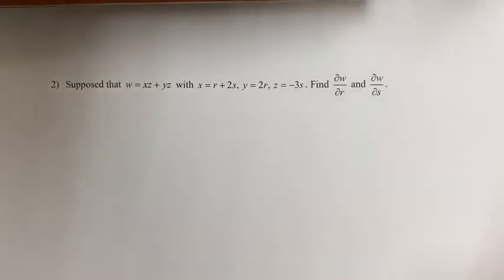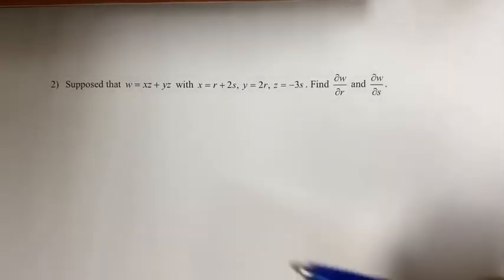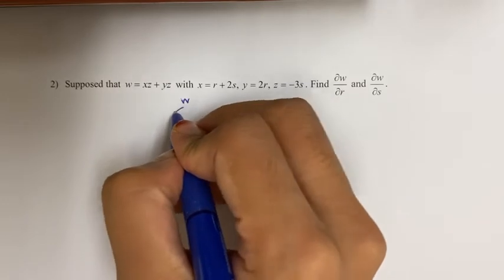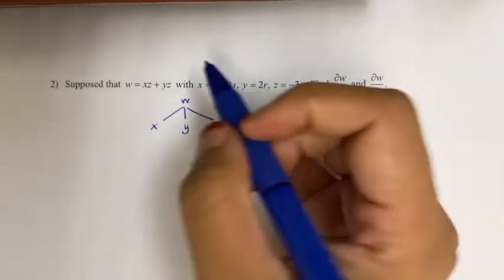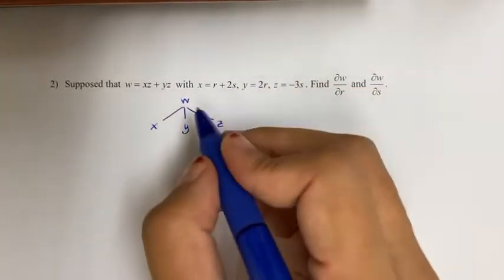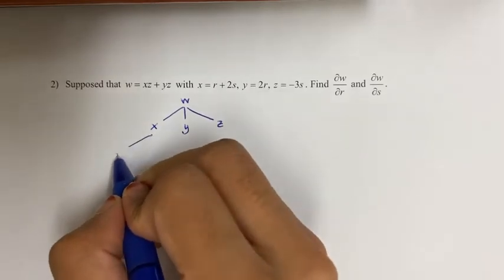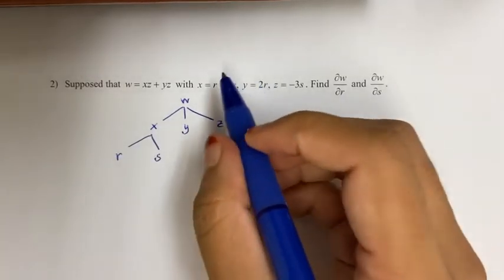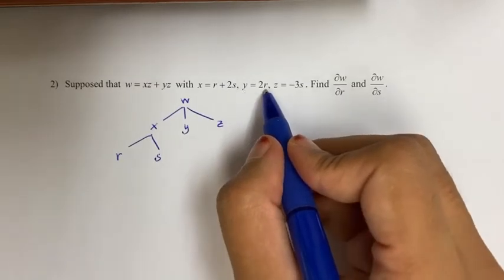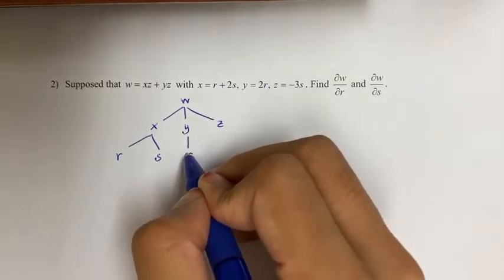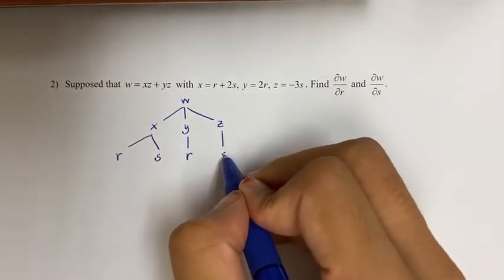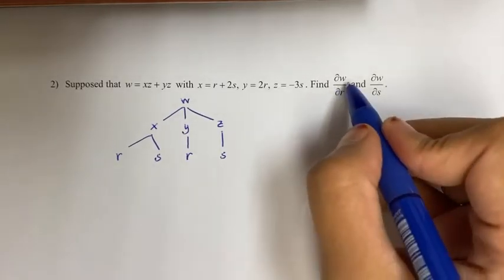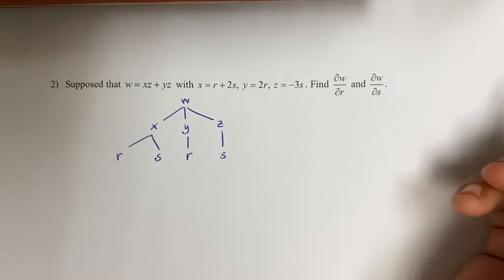The second example is the chain rule for a three variable function. Suppose that w in terms of x, y and z is xz plus yz, with x in terms of r and s: we have rs for x. For y, we have r only, just the variable r. And for z, we have variable s only. Find del w over del r and del w over del s.